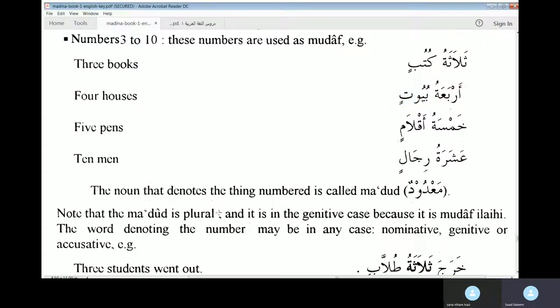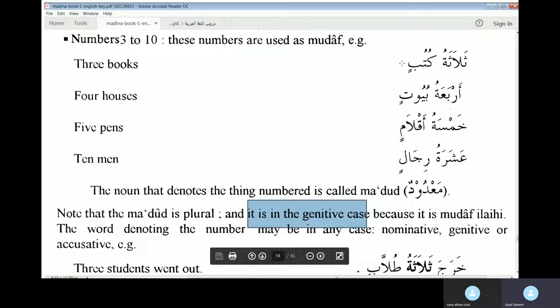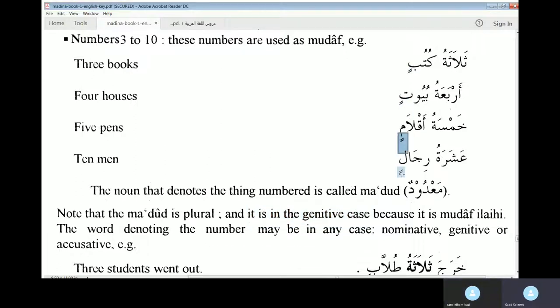So he is telling you the quality of madood. First thing, it should be plural. This rule is for counting from 3 to 10. In 3 to 10, the madood will be plural, and it will be in the genitive case, it will be majrur. As you see, kutubin has kasra, buyutin kasra, aqlamin, rijalin kasra.